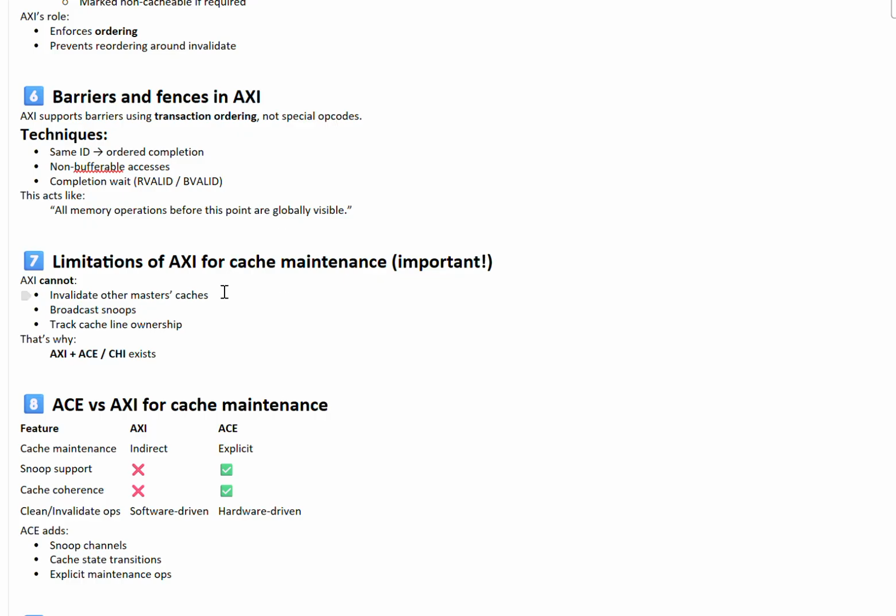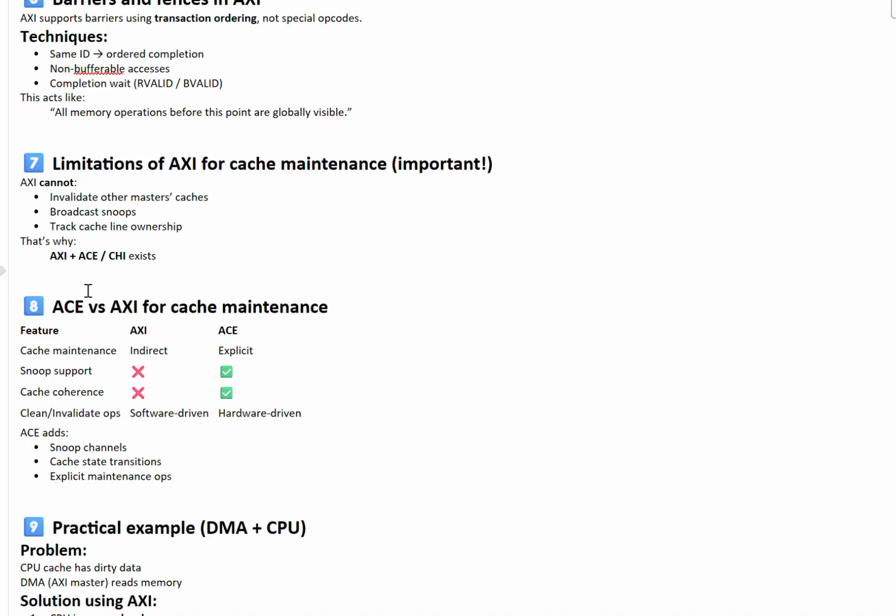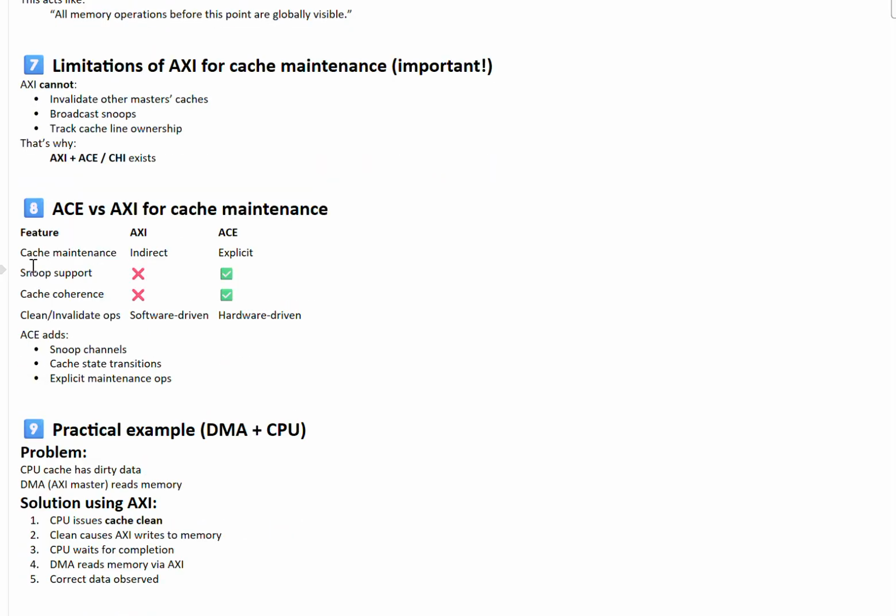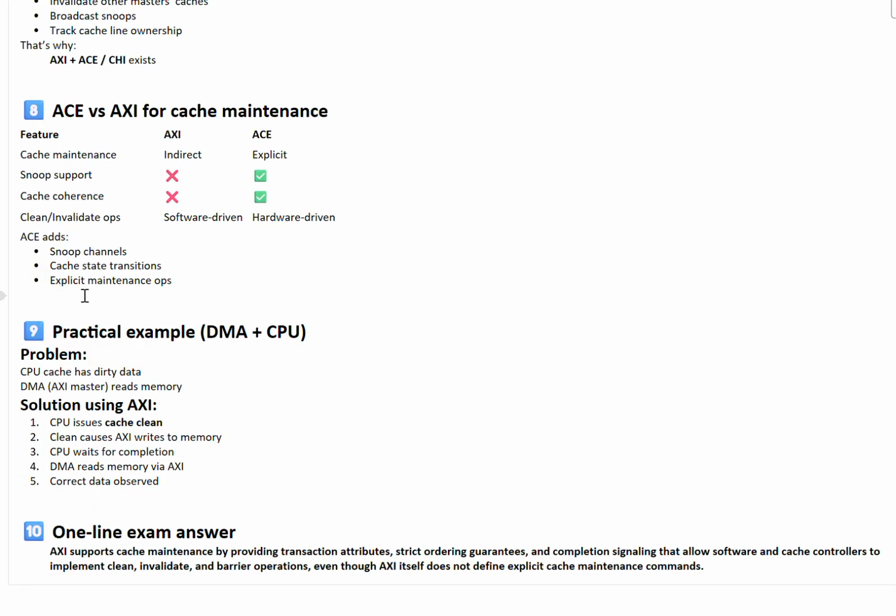When it comes to the limitations of AXI for cache maintenance, AXI cannot invalidate other masters' caches, and it cannot broadcast snoops or track any cache line ownership. That's why we have the ACE protocol and the CHI protocol for the same. Basically, cache maintenance is explicit in the case of ACE, but indirect in the case of AXI, and there's no snoop support or cache coherence in AXI. The clean or invalidate operation is software driven in AXI. In the case of ACE, it is hardware driven. ACE adds the snoop channels, cache state transitions, and explicit maintenance operations.